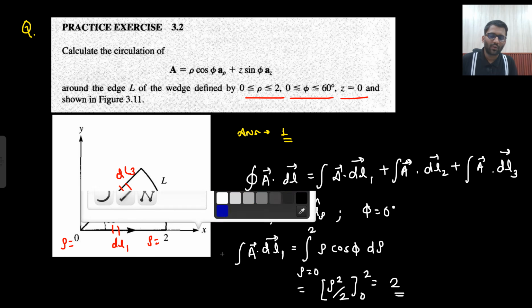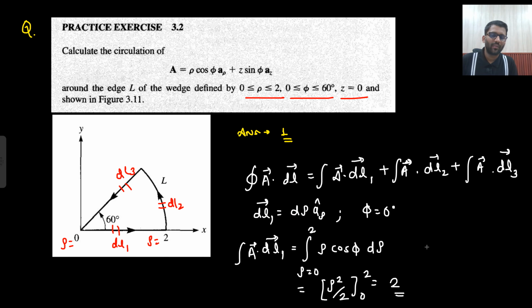So till here you are getting 2. What do you think you are going to get in place of dl2? How did I write rho cos phi d rho? I hope you are able to understand. a rho dot a rho is 1. a rho dot a z is 0. So I forgot this term, I did not write this term. I only wrote this term.